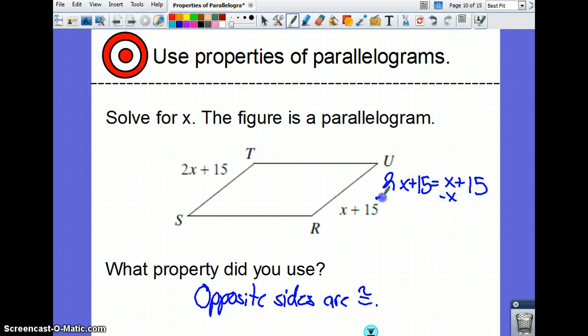I'll start by subtracting x from each side. So that gives me x plus 15 equals 15. I'll subtract 15 from each side. So this gives me x equals 0.